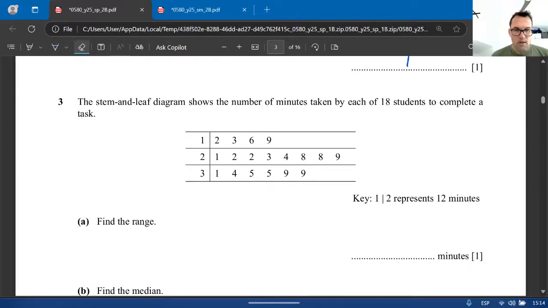Okay, so each one of these numbers here represents a person and the time it's taken to complete this mystery task.